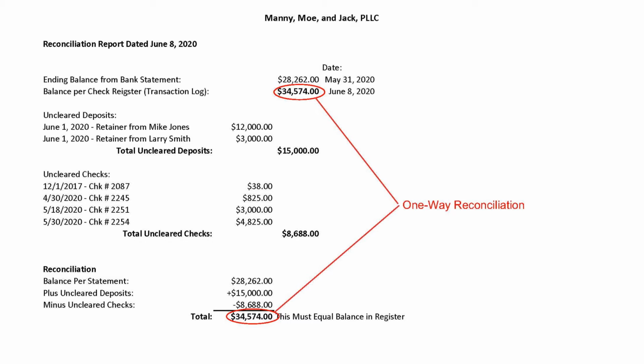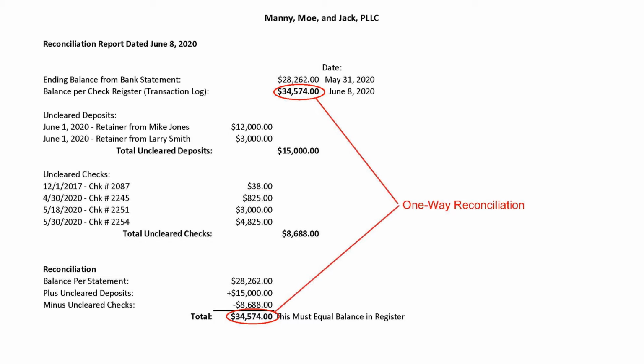The goal is to compare the amount of money the bank thinks is in the account with the amount of money that you think you have in the account to make sure they're the same. I'm going to refer to this as a one-way reconciliation. This is the basic reconciliation that is done with every business account.